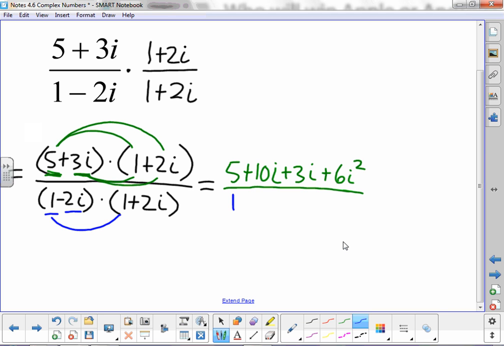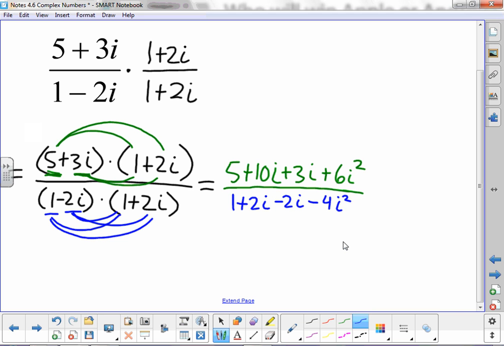1 times 1 is a 1. 1 times a 2i is a positive 2i. Done distributing the 1 now, so now we're going to distribute the negative 2i. Negative 2i times a 1 is a negative 2i. And negative 2i times 2i is a negative 4i squared.